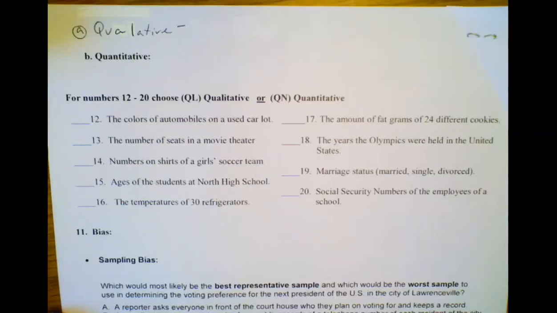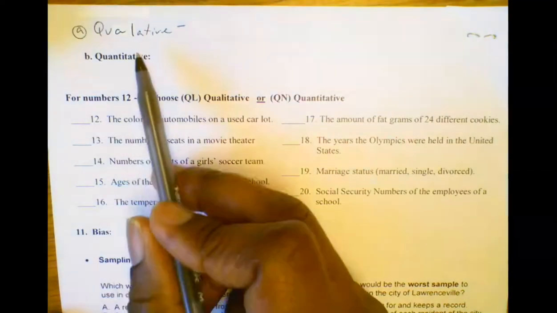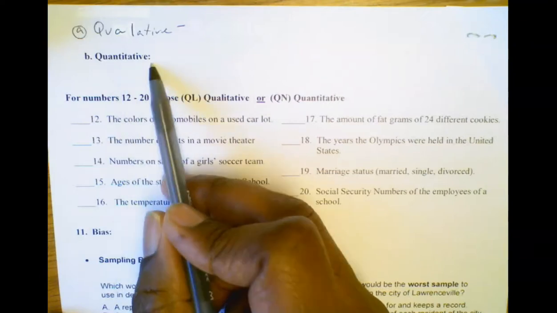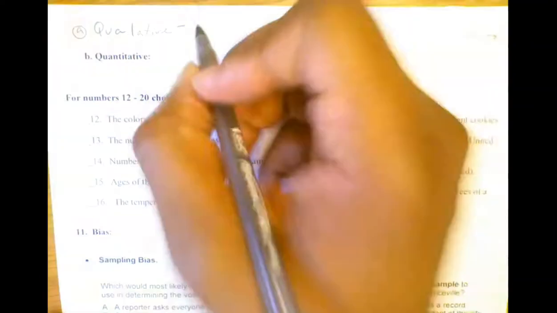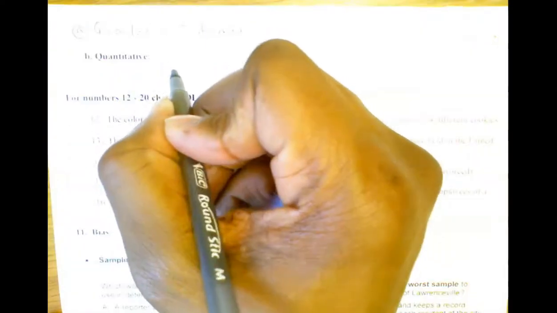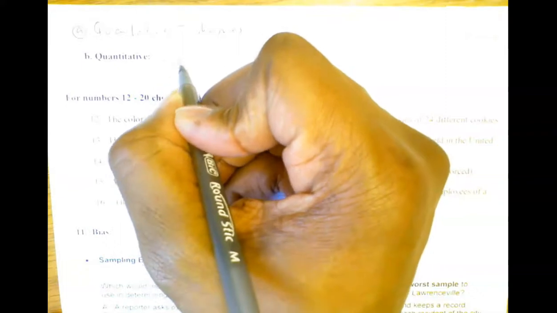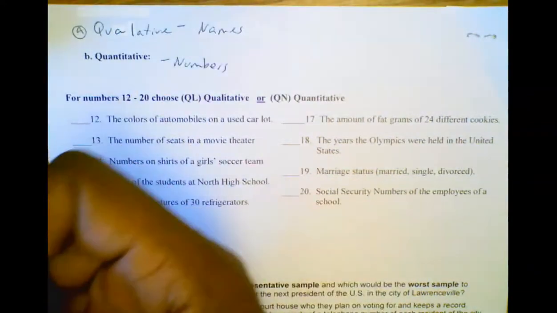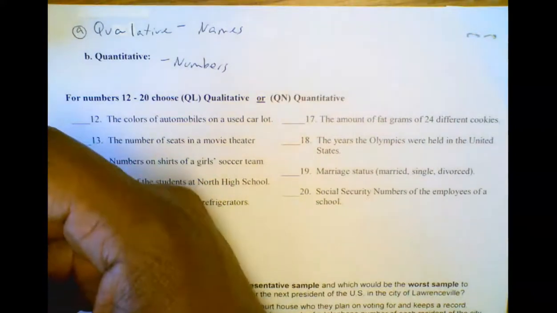Okay, so this is the last page. We have two data types. One is qualitative and one is quantitative. Qualitative is think about using names or something like that, something that doesn't have value. Quantitative, you're using numbers. You order them in numbers or ways with value. That's basically, if I had to simplify, what it is.